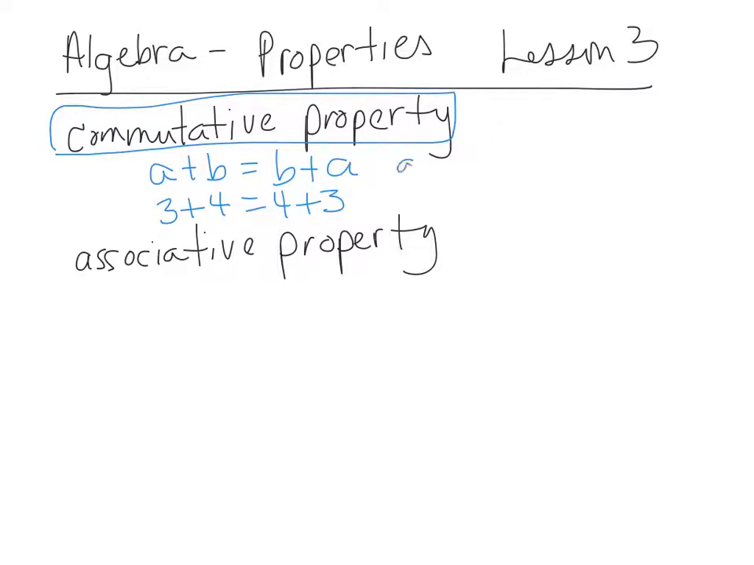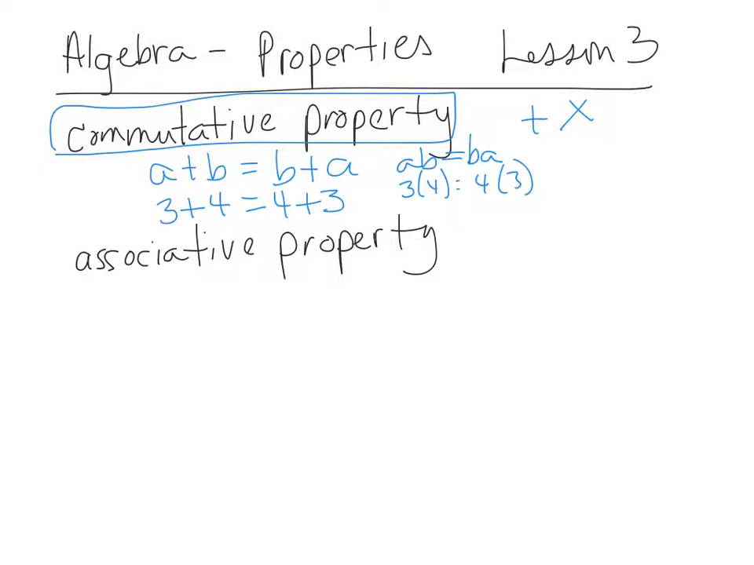Also, if we say a times b, that's the same thing as b times a. Let's do that again. So it would be 3 times 4 is the same thing as 4 times 3. So it is commutative in both adding and multiplying. Is it commutative for subtraction and division?